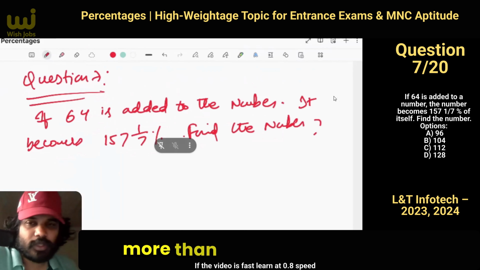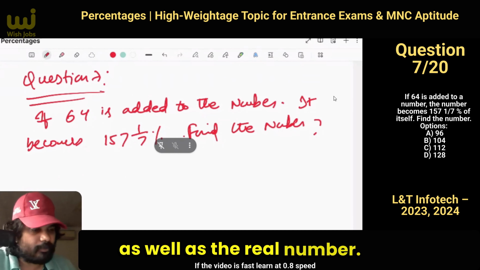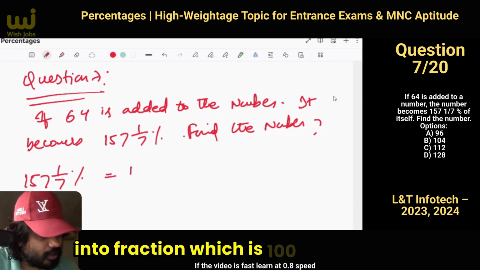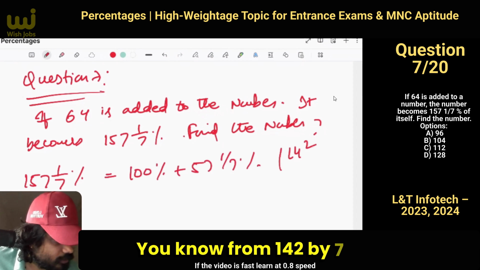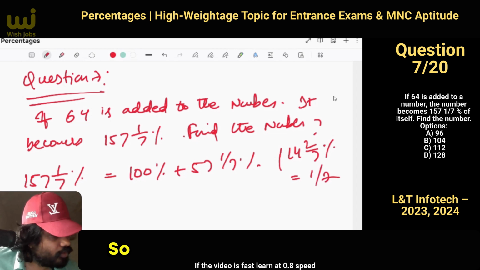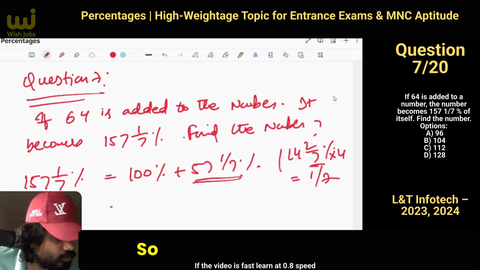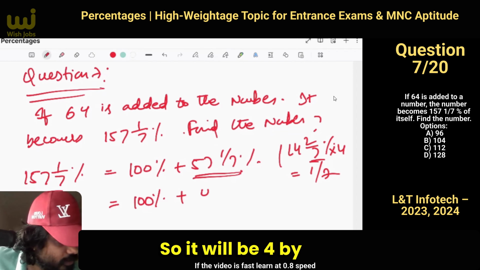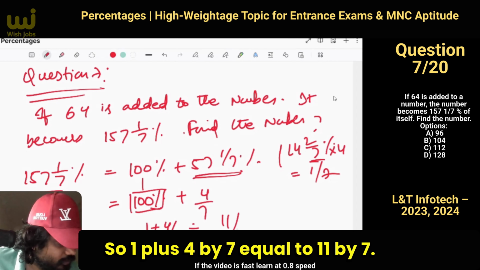So whenever you have a percentage more than 100%, I told you to remove the fraction as well as the whole number. Okay, so first we will see 157 1 by 7%. We'll convert this into a fraction, which is 100% plus 57 1 by 7%. You know 14 2 by 7% is 1 by 7. So 14 2 by 7% into 4 is 57 1 by 7%, which is 4 by 7. So 100% we can write as 1. So 1 plus 4 by 7 equals 11 by 7.